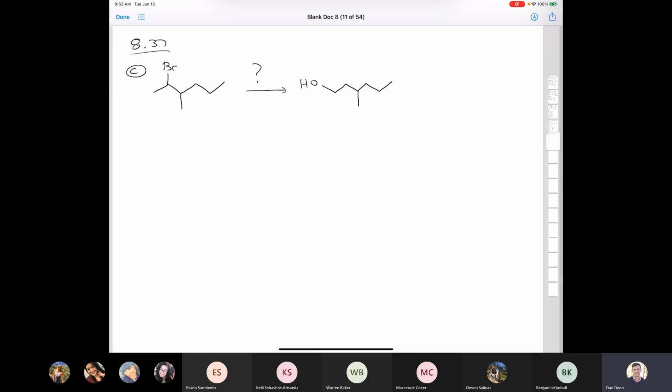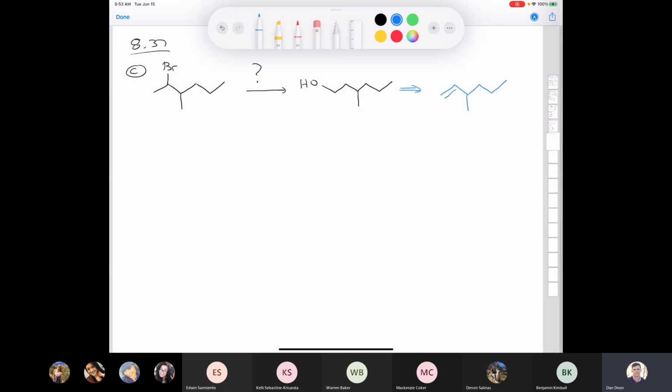So here we're taking this alkyl bromide, and we want to make this primary alcohol. Well, the only way that we know how to make a primary alcohol would be to start with this alkene and do an anti-Markovnikov addition. Take this and do an anti-Markovnikov addition with what? Borane and THF, followed by hydrogen peroxide and sodium hydroxide. Those are the conditions for anti-Markovnikov addition.